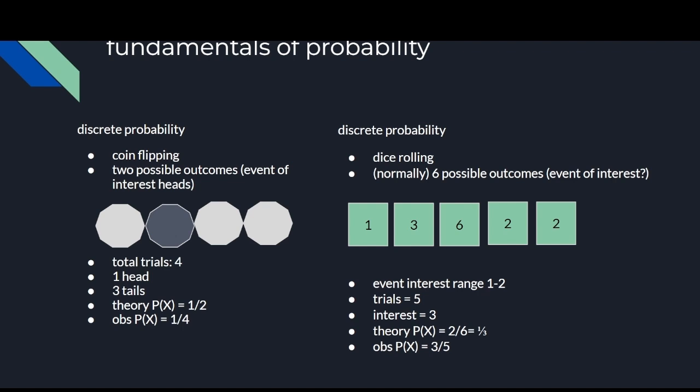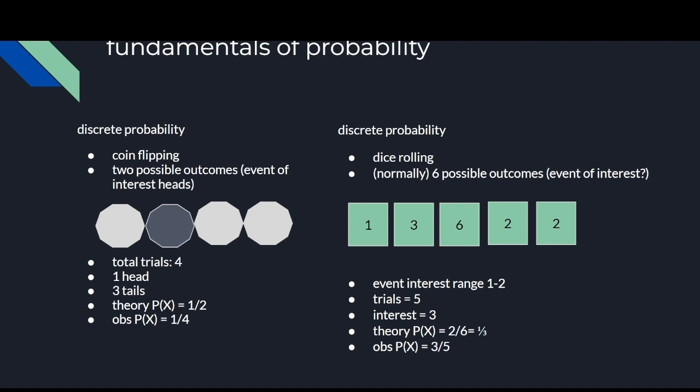In order to understand the probability of discrete events, you have in front of you two examples. The first one is a coin flip. We have two possible outcomes, heads and tails, and our event of interest is going to be heads. So we want to assess the probability of getting a head. We already know that a coin has two sides, so we expect to have 50%, 0.5 probability to get heads.